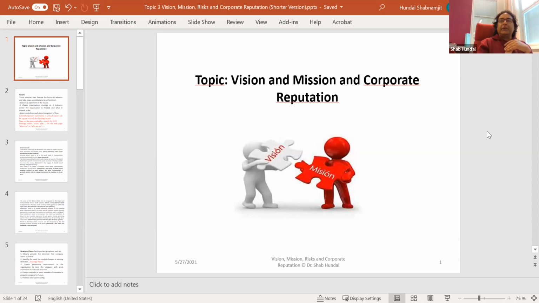In the very beginning, what we get is the speech, the address by the CEO of the company. Then there is a speech or the address by the chairperson of the company, and followed by there is a company's strategy statement, strategy report. Okay, in that you will find the shades and the glimpses of vision and mission.